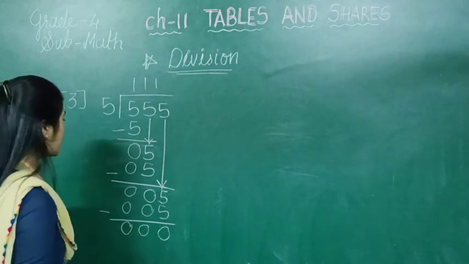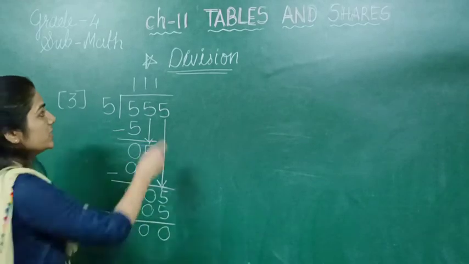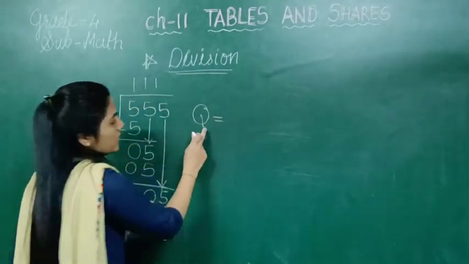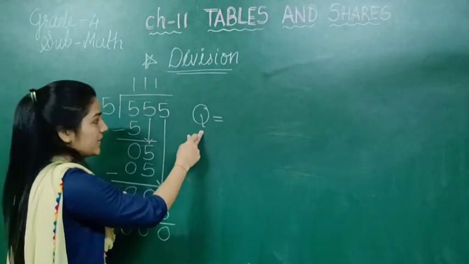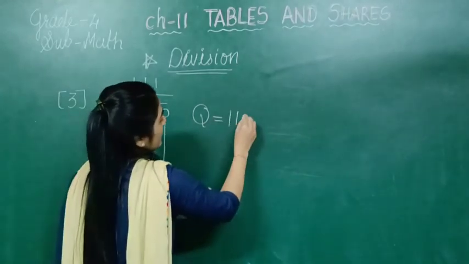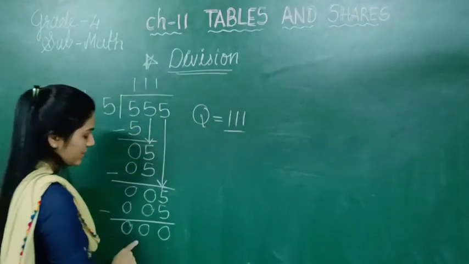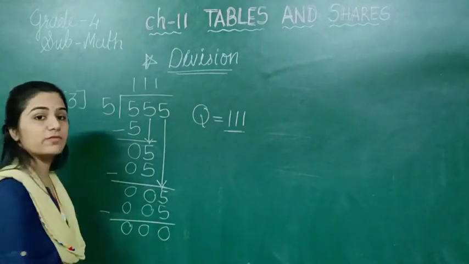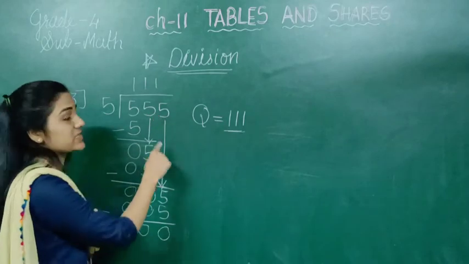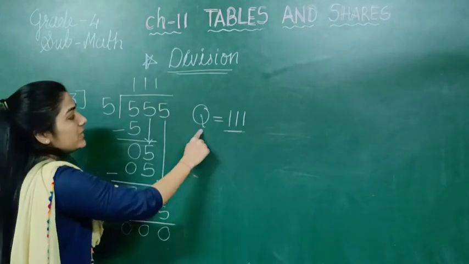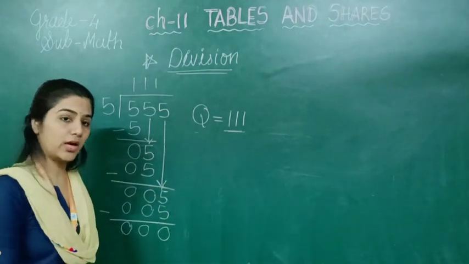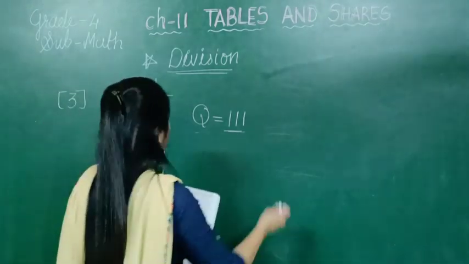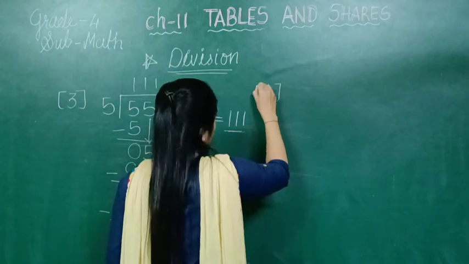So we can say in this sum we are getting the answer, means quotient. Quotient we are mentioning with the first letter, that is Q, 111. And remainder we are having 0. So here in this sum 5 is divisor, 555 is dividend, 111 is your quotient, means your answer, and the 0 is your remainder. Now let's take another example.